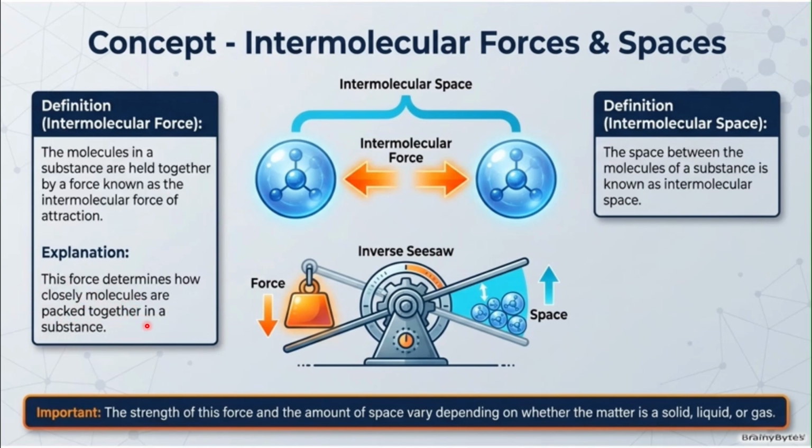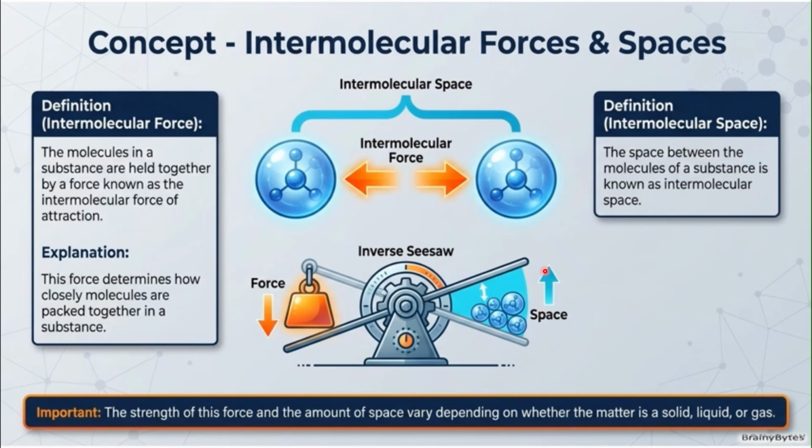The more the attraction between the molecules, the less the space between the molecules of a substance, which is none other than the intermolecular space. Here, you see this example of a seesaw. It describes best their inverse relationship. That is, as the intermolecular force decreases, the intermolecular space increases, or vice versa.